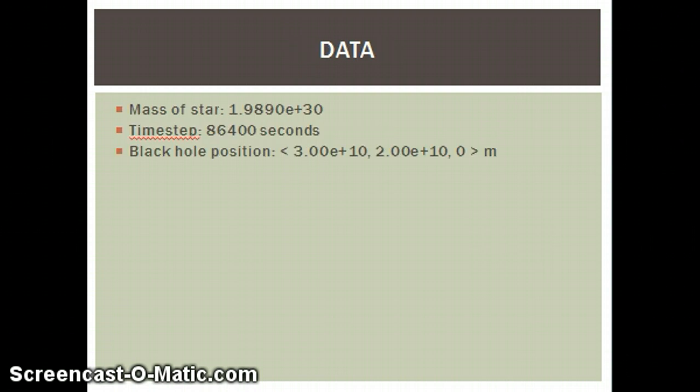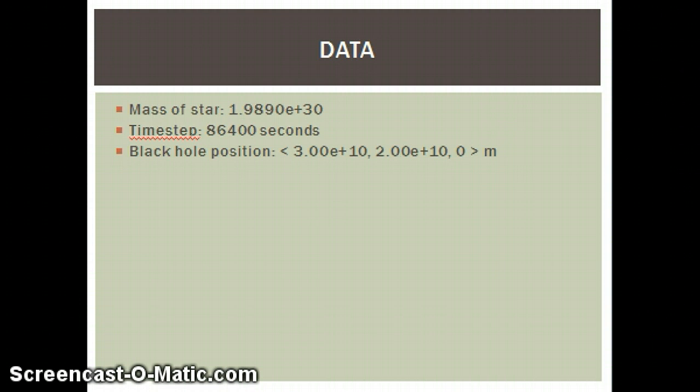These are some of the initial data sets that were plugged into VPython. The mass of the star was 1.9890 times 10 to the 30th. The time step was 86400 seconds, or 1 day. And this, as you can see, is the initial position of the black hole.